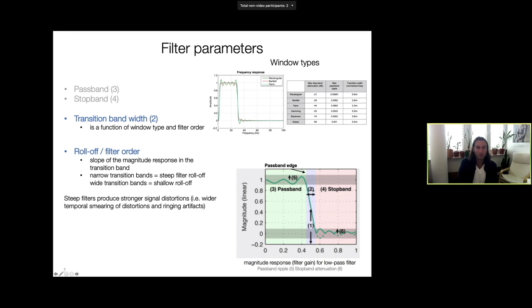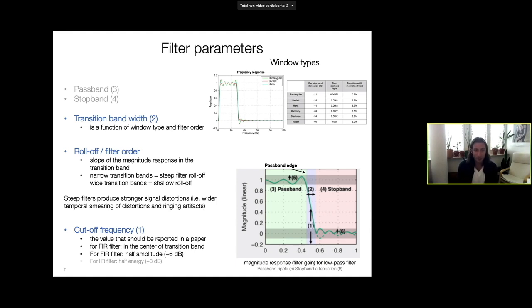What is important to remember is that steep filters produce stronger signal distortions, which means wider temporal smearing and ringing artifacts. And finally, an important filter parameter is the cutoff frequency, which is indicated here by the number 1. The cutoff frequency is the value which you should always report in your paper, and it always lies in your transition band. For FIR filters, which are often used, it's in the center of the transition bandwidth. It indicates where the filter effect is at half amplitude, which you can see here.